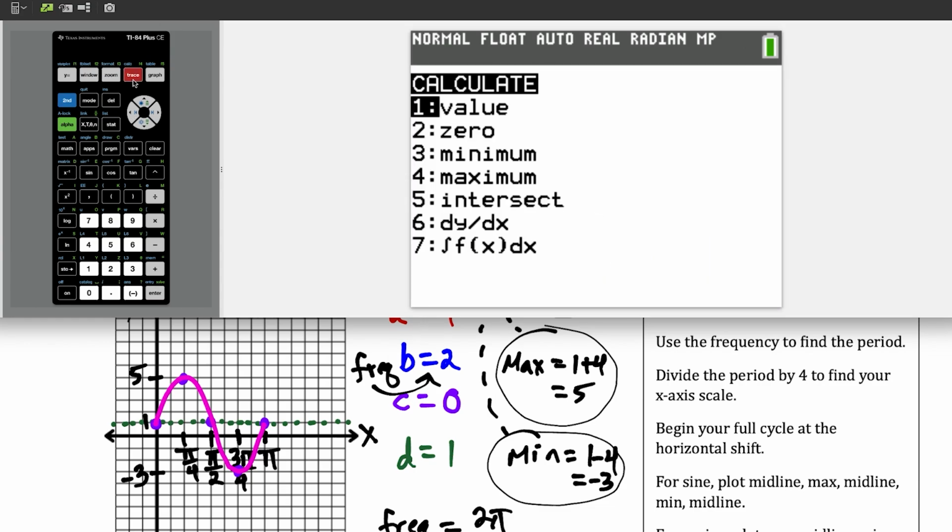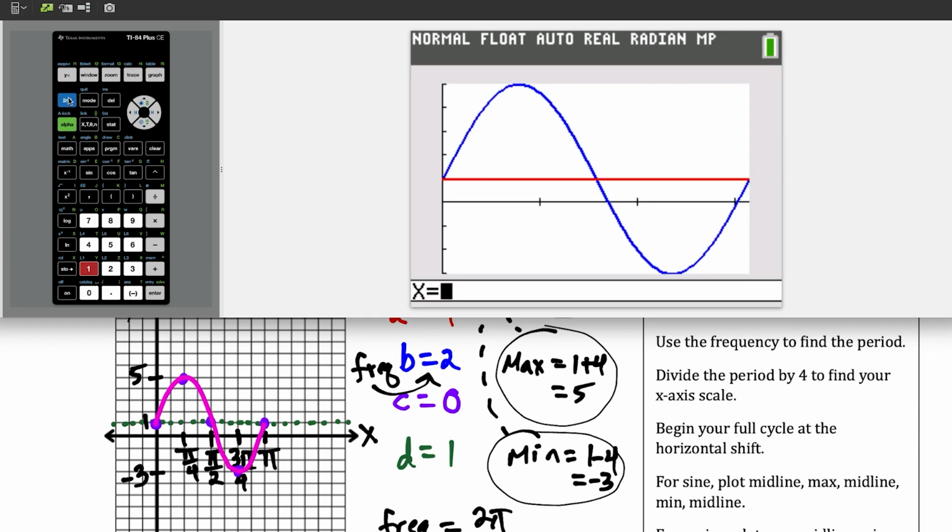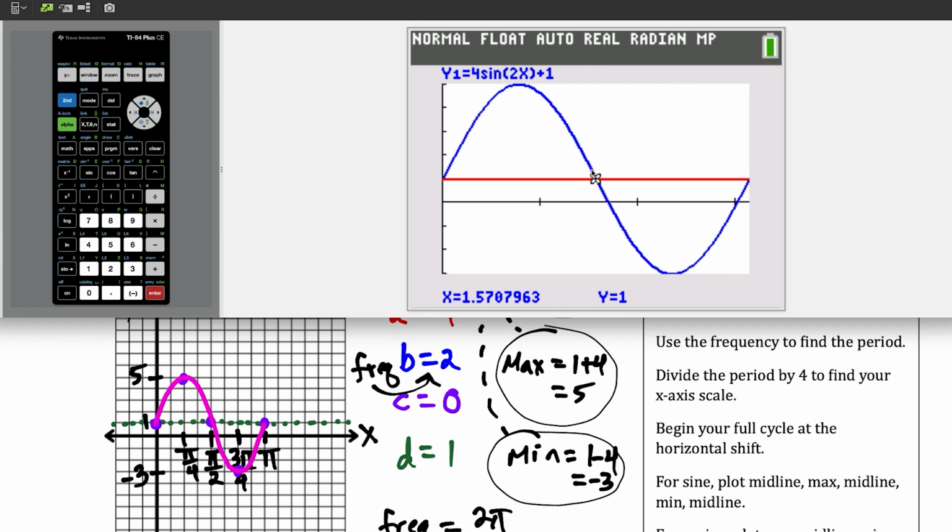If I did second trace value and I typed in pi over 2 next, this should put me on the midline, and it does. It puts me at y equals 1. Okay, so this graph here is checking out.